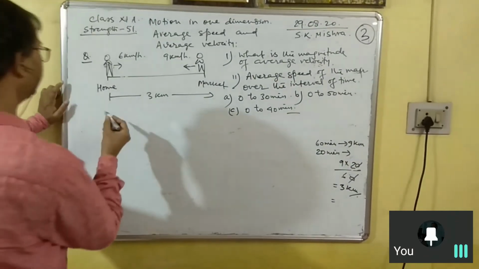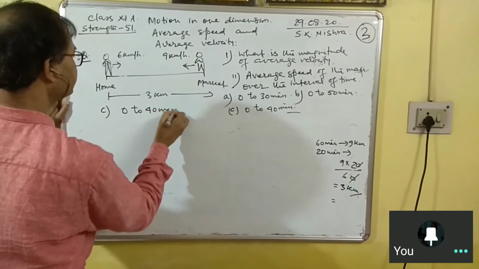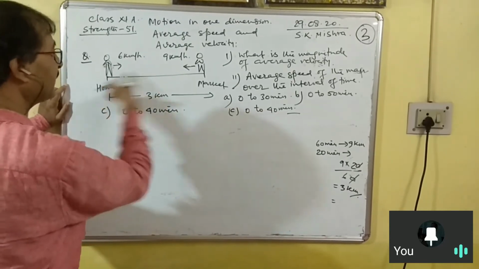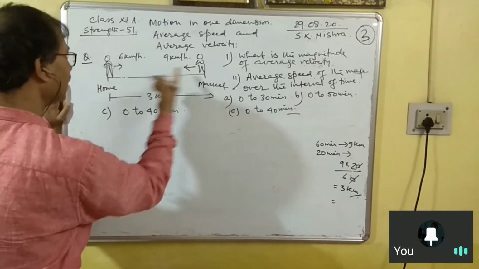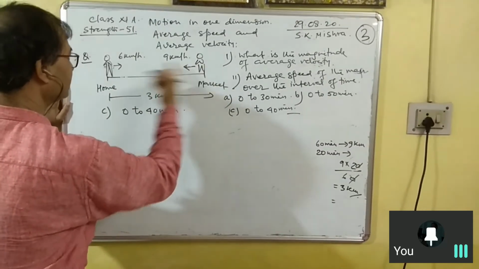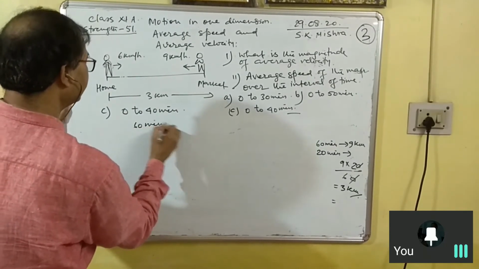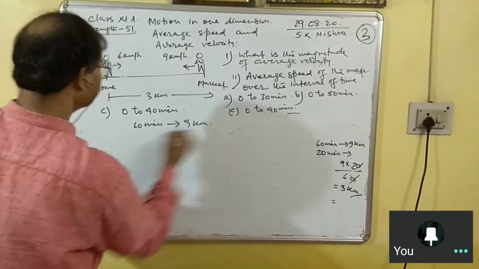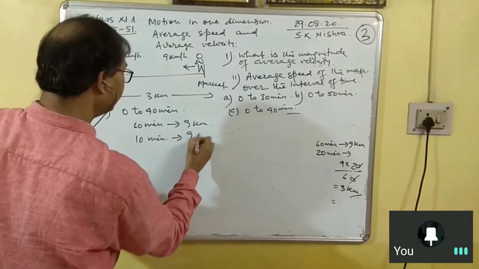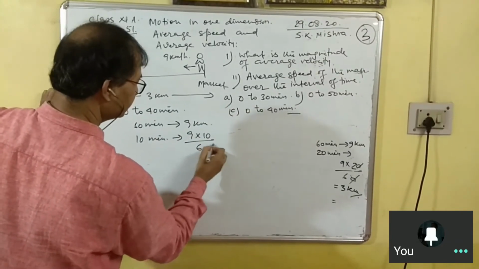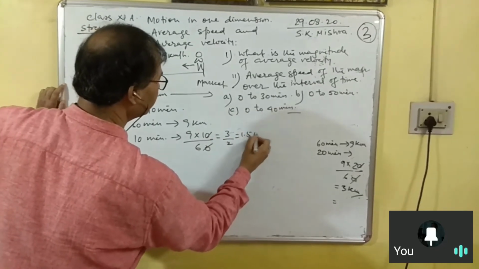Now C part is time interval 0 to 40 minutes. So in 0 to 30 minutes, the distance covered is how much? 3 kilometer. So now within 10 minutes, how much distance will it cover when the person is returning home? Now in 60 minutes, the person is covering a distance of 9 kilometer. So in 10 minutes, how much distance will he cover? 9 into 10 by 60. Just cancel it. So this is 1.5 kilometer.